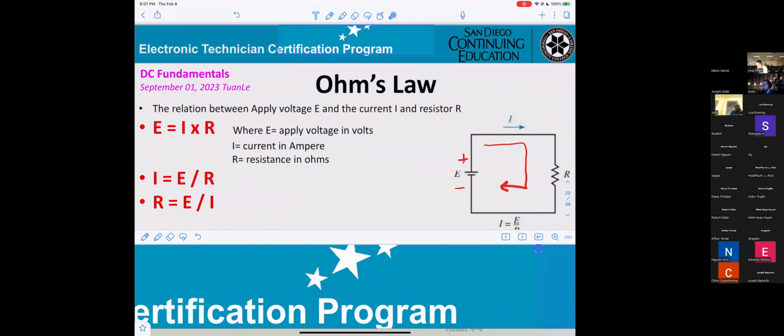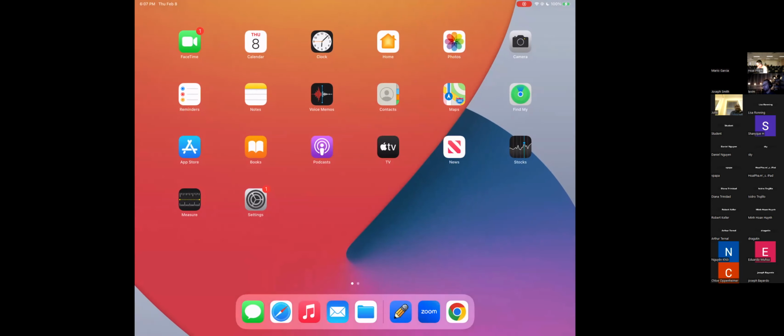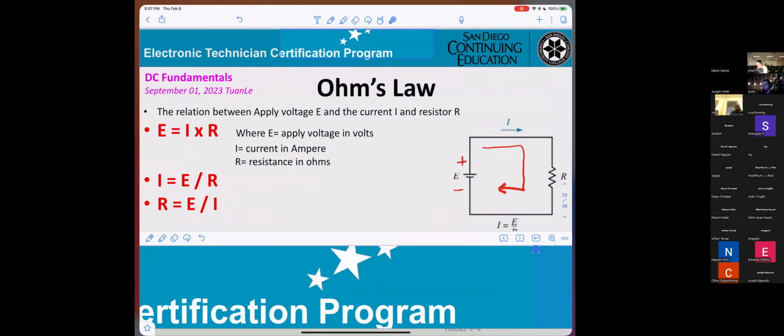This is all very straightforward. It's important to convert to the base units. Yes.